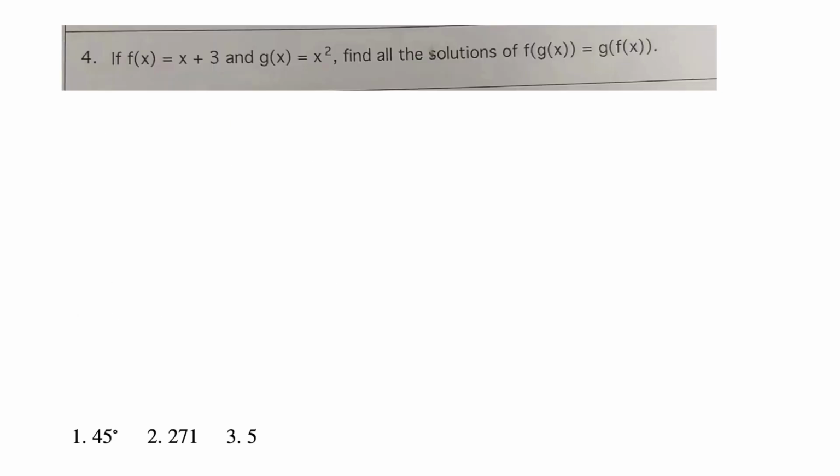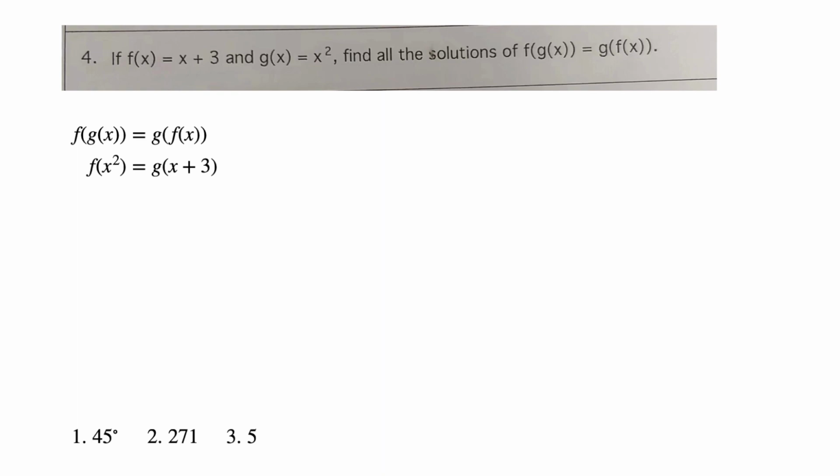Lastly, question 4. If f of x equals x plus 3 and g of x equals x squared, find all the solutions of f of g of x equals g of f of x. So we are trying to find the solutions of this equation. To simplify this into something workable, first we substitute g of x with x squared in here and f of x with x plus 3 in here, which would look like this.